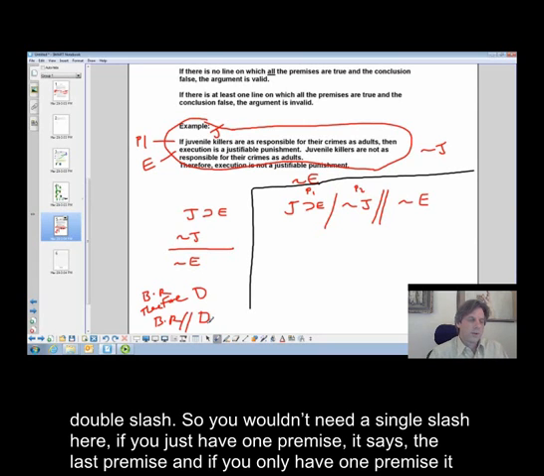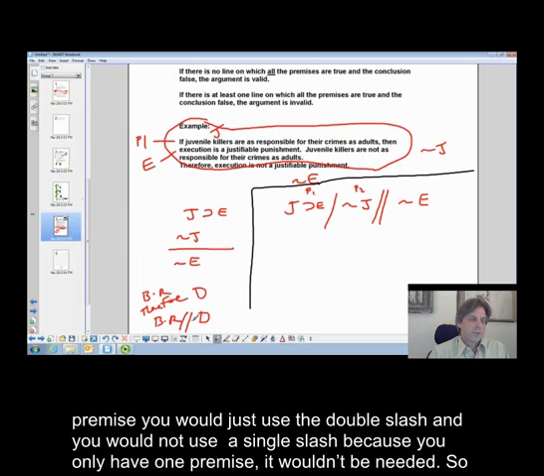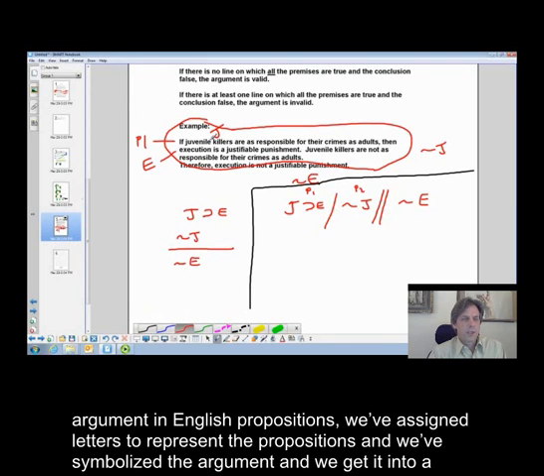If you just have one premise, it is the last premise. The last premise, you always do a double slash between the last premise and the conclusion. So any arguments with only one premise, you would just use the double slash, right? And you would not use a single slash because you only have one premise. It wouldn't be needed. Okay? So that's a little aside, but you're going to get some arguments with only one premise, and that might confuse you.